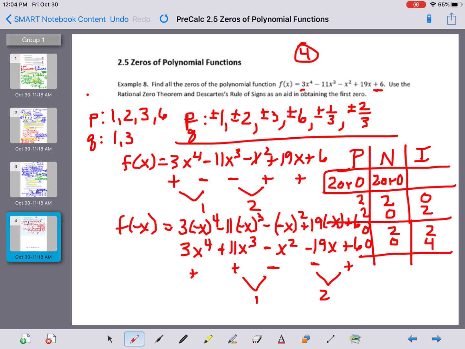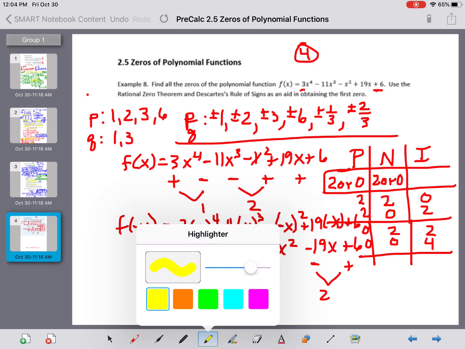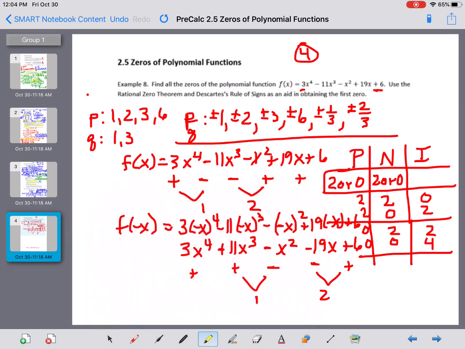You should notice that no matter what you get, your imaginaries should always be even numbers, because your imaginaries always come as a value and its conjugate. So you should always have a matching pair in your imaginaries. But for your positives and negatives, we have these 4 combinations, and it's going to differ depending on the functions, depending on the sign changes.